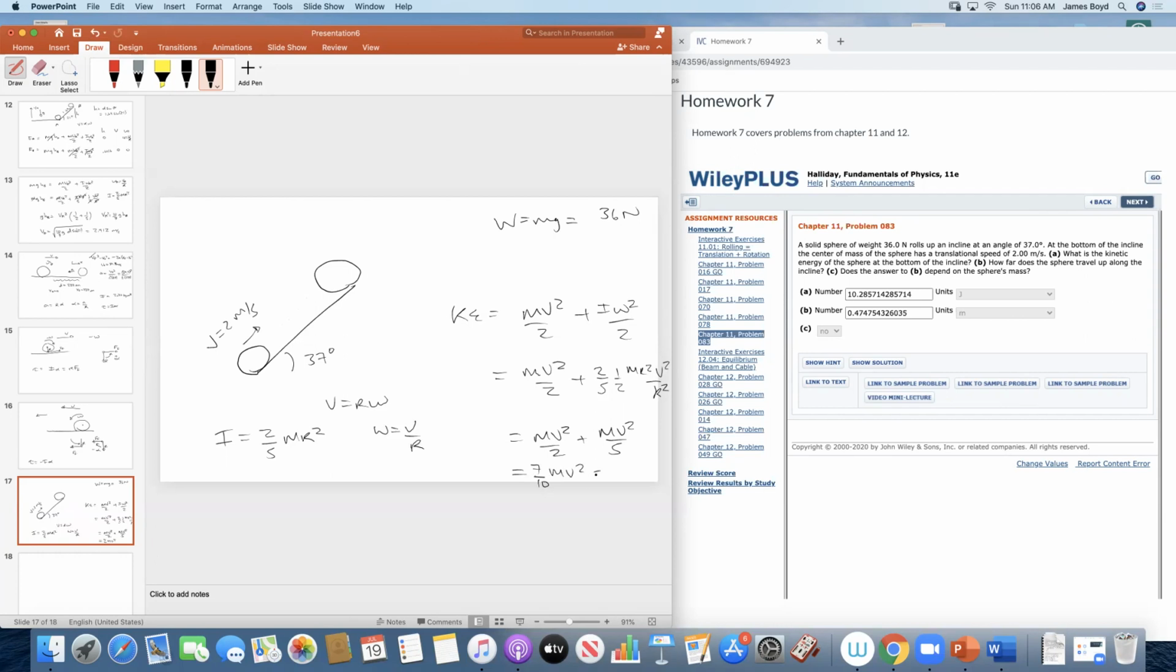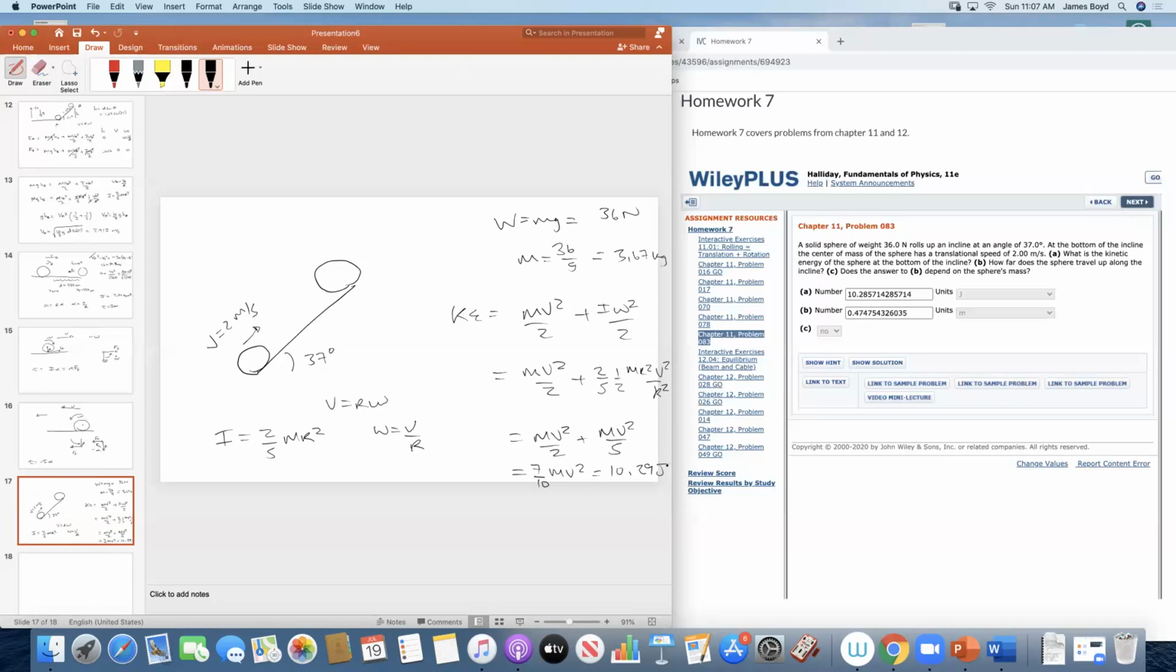mv squared. Our m is 36 divided by g. So our m is 36 divided by 9.81, or 3.67 kilograms. And if we multiply that times 4, so v is 2, so that times 4, times 7 divided by 10 is 10.275. I don't know what they're using for g. So 10.29, let's say, joules.